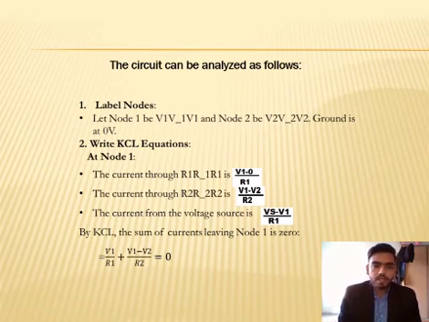Label the nodes: let the node voltages be V1 and V2, with ground at 0. Write the KCL equations. At node 1, the current through R1 is (V1 minus 0) divided by R1. The current through R2 is (V1 minus V2) divided by R2, and the current from the voltage source is (Vs minus V1) divided by R1. By KCL, the sum of currents leaving node 1 is 0: V1 by R1 plus (V1 minus V2) by R2 equals 0.